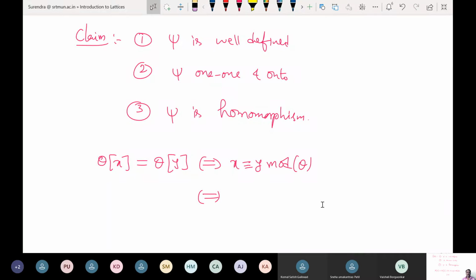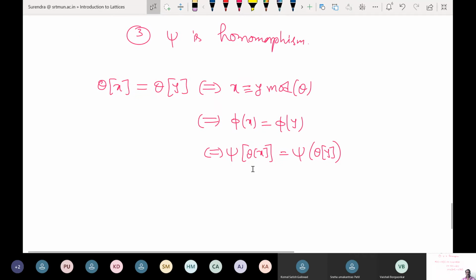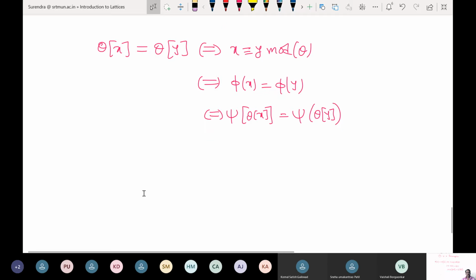But how is this defined? x is congruent to y modulo theta if and only if phi of x is the same as phi of y. But phi of x is nothing but psi of theta of x, which is the same as psi of theta of y. So whenever these two are equal, those are equal, and whenever those are equal, these are equal. Therefore we proved that psi is well defined, and it is also a one-to-one function.